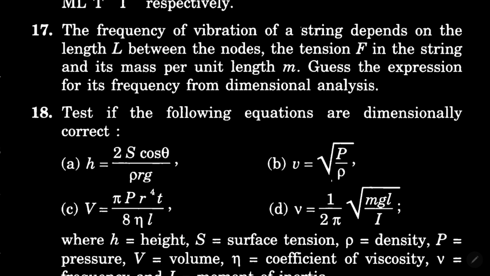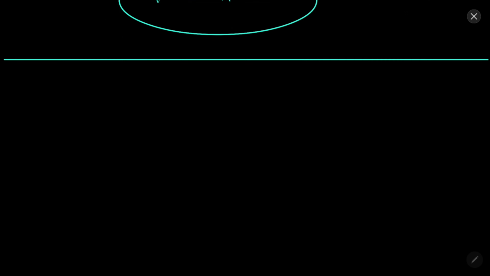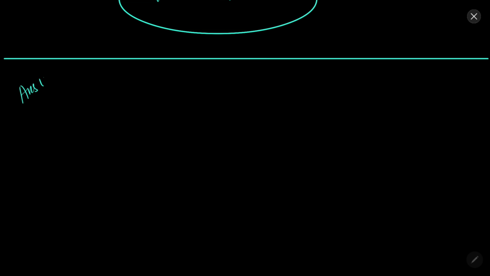In question 17, the frequency of vibration of a string depends on the length L between the nodes, the tension F in the string, and the mass per unit length m. We need to find the expression for the frequency. So this is the 17th one.